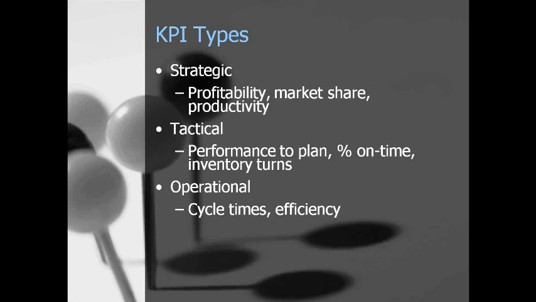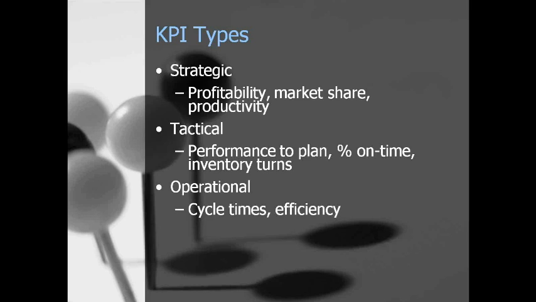The next area, tactical. These are KPIs that are talking about how are we doing right now? How are we performing to our master schedule, performance to plan? How are we doing as far as delivering our good or service to our customer when we said we were going to deliver it to them, on-time delivery? And another tactical KPI is inventory turns. How well are we using the inventory that we have invested money in?